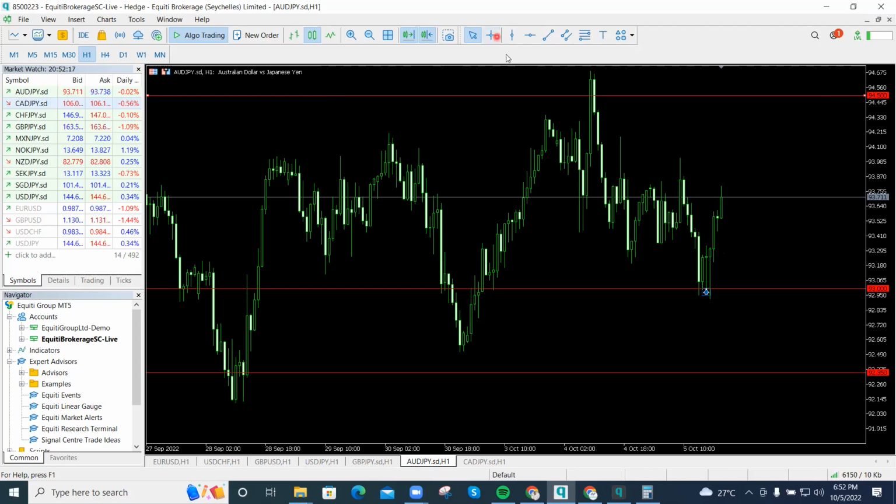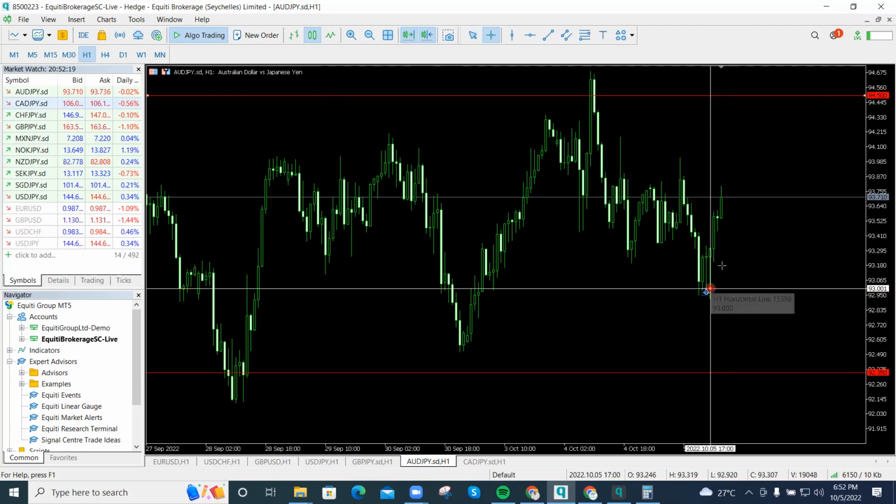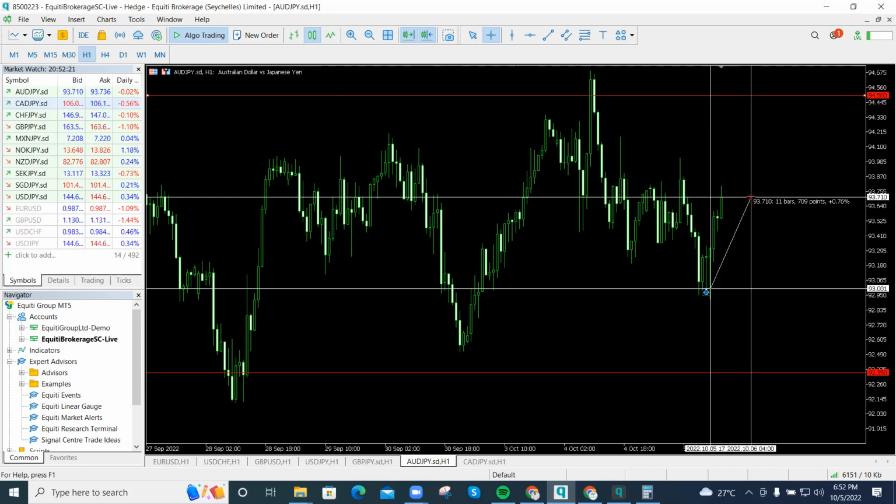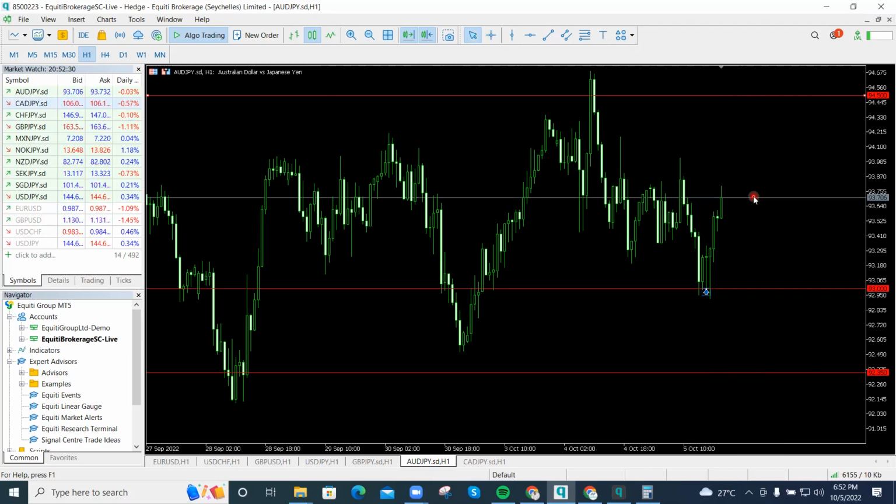So let's quickly check how much profit that is, right? It's around 70 or 71 pips profit already. So this is the target where the market is going at the moment. So yes, I'm going to use this to illustrate to us.